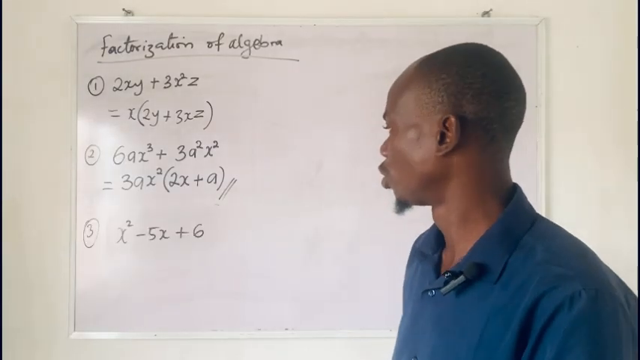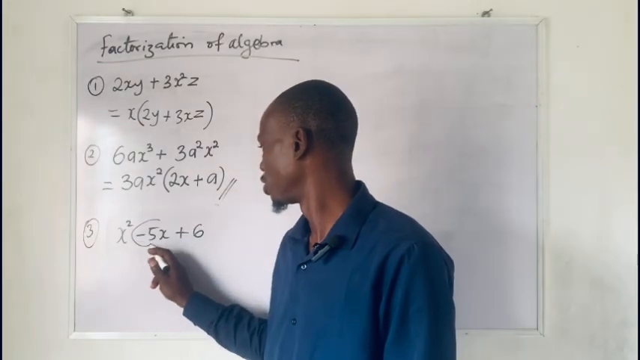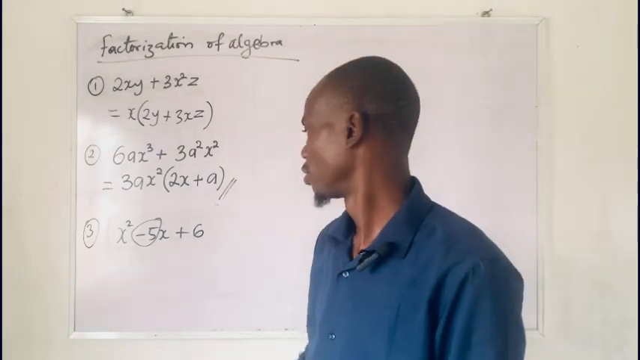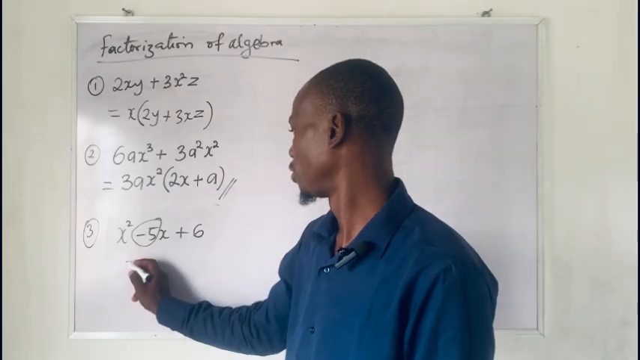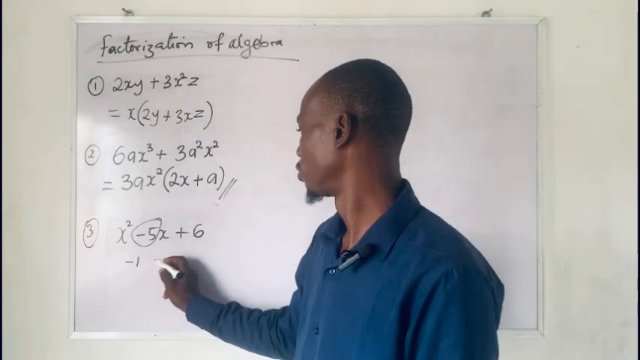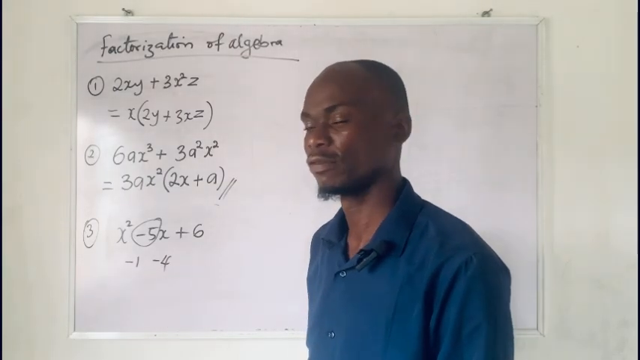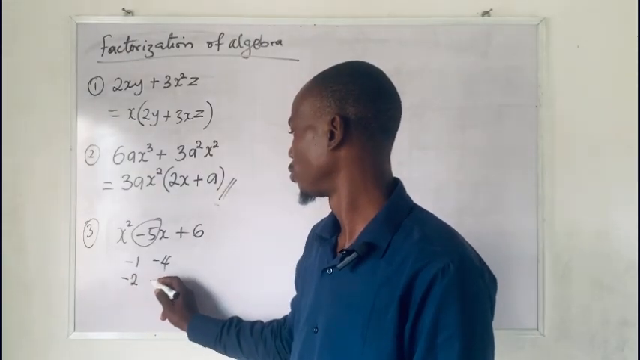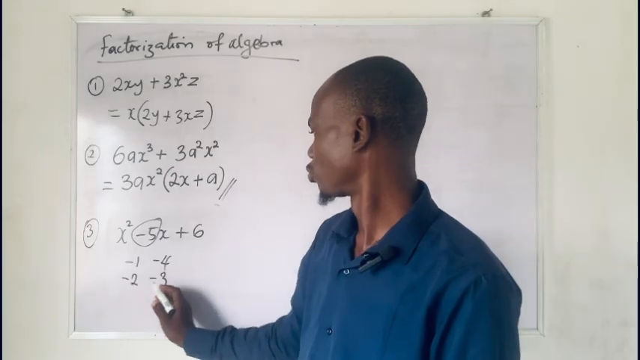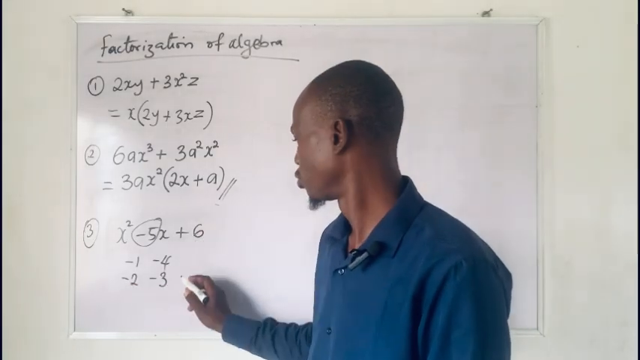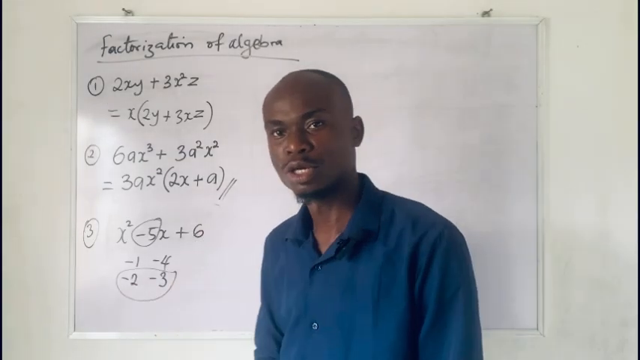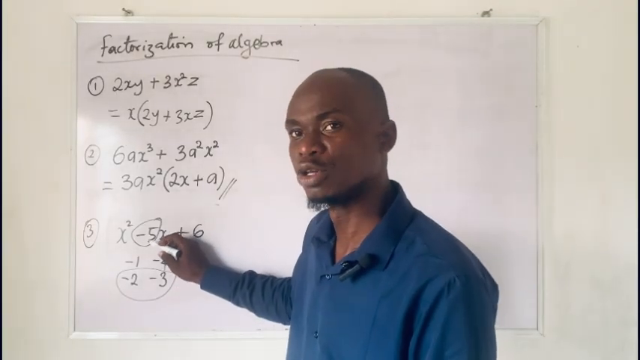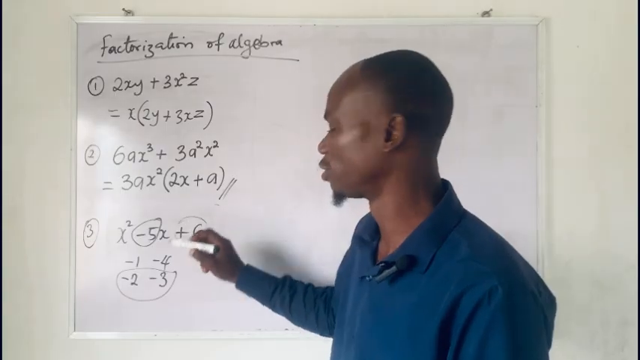Okay. So what we want to do is split minus 5 into two numbers whose product will give us 6. So minus 5 can be minus 1, minus 4. This will give me minus 5. It can be minus 2, minus 3. Minus 2 times minus 3 is 6. So this is what we need: two numbers whose sum gives you this, and whose product gives you this, because this is positive.